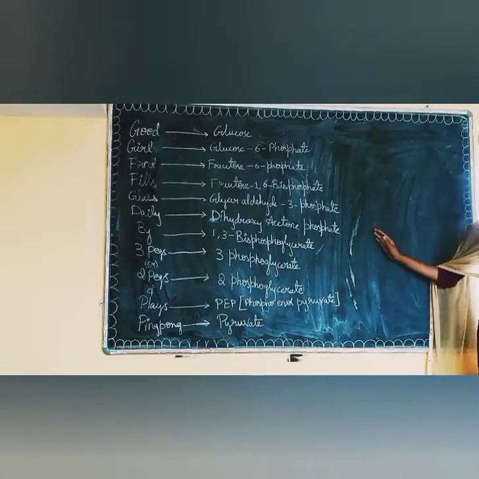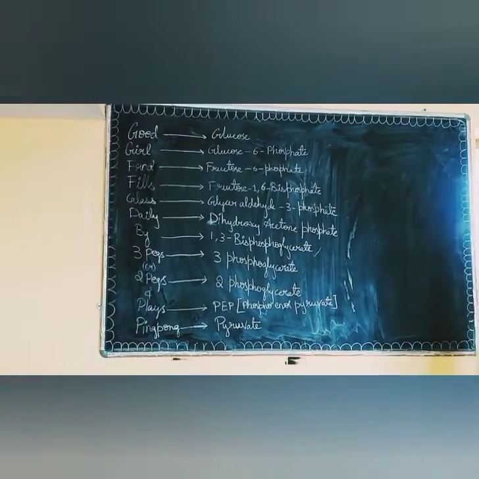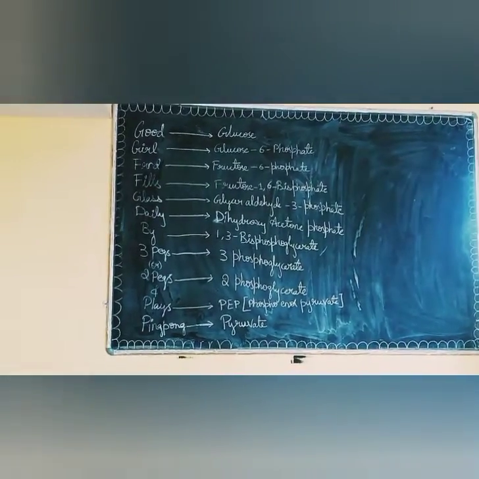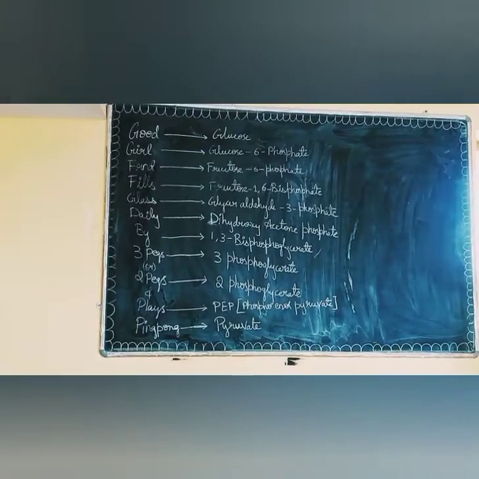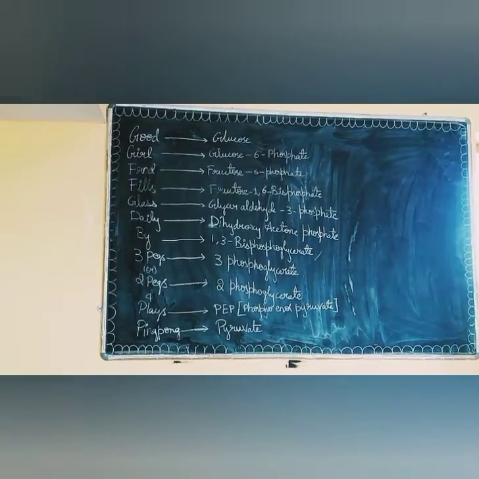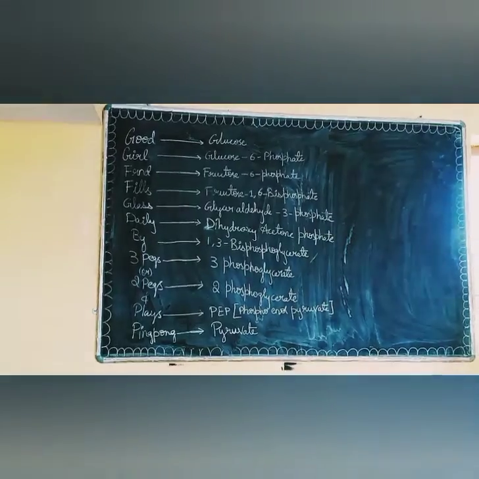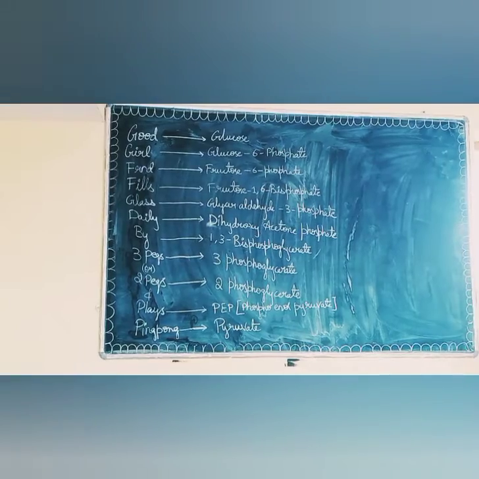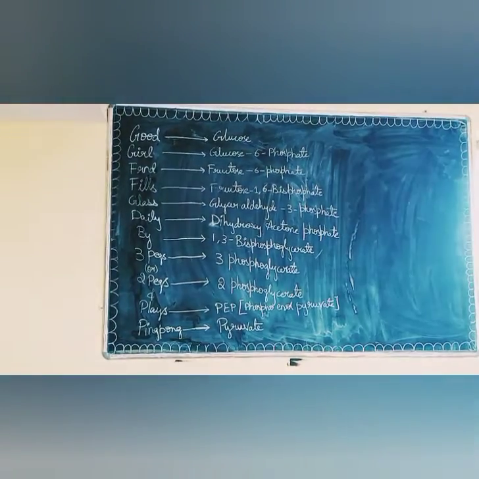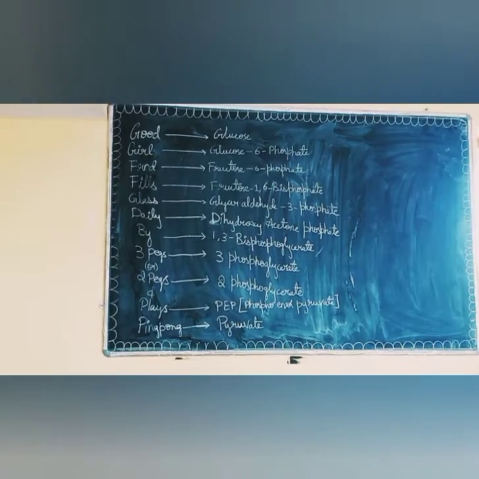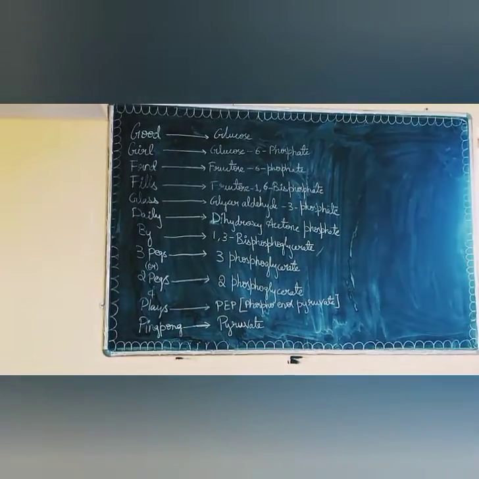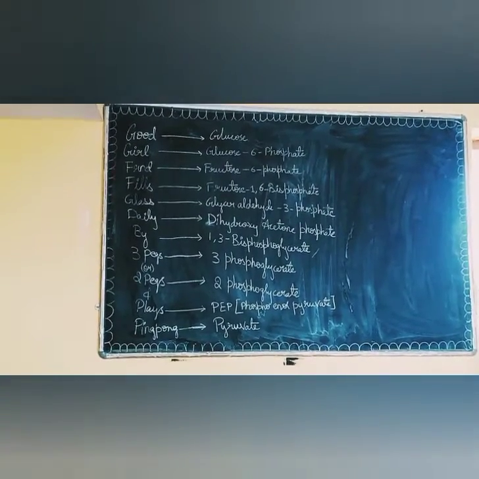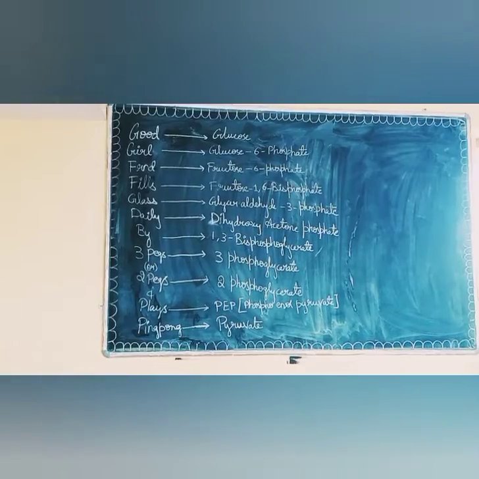Coming to a small review, here is a mnemonic: good girlfriend fills glass daily by 3 pegs or 2 pegs and plays ping pong. Good means glucose. Girl, glucose 6-phosphate. Friend means fructose 6-phosphate. Fills, fructose 1,6-bisphosphate. Glass, glyceraldehyde 3-phosphate. Daily, dihydroxyacetone phosphate, and by, 1,3-bisphosphoglycerate. 3 pegs means 3-phosphoglycerate, 2 pegs, 2-phosphoglycerate, plays, PEP means phosphoenolpyruvate. Coming to ping pong, pyruvate, the last product.